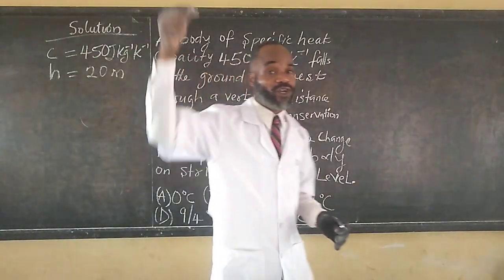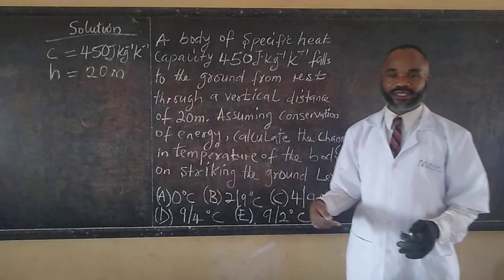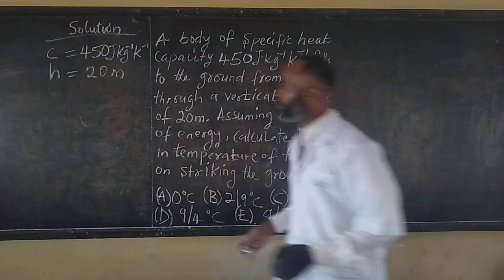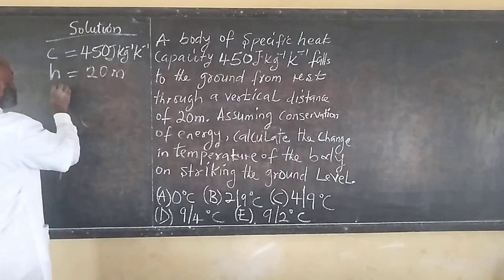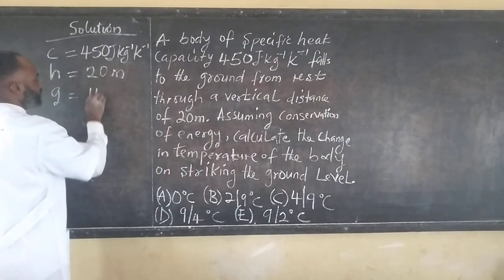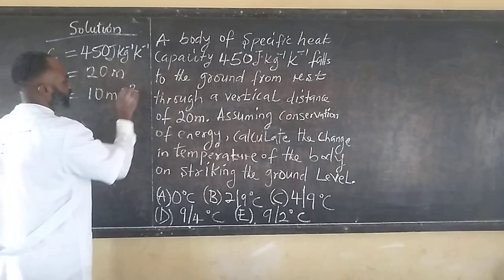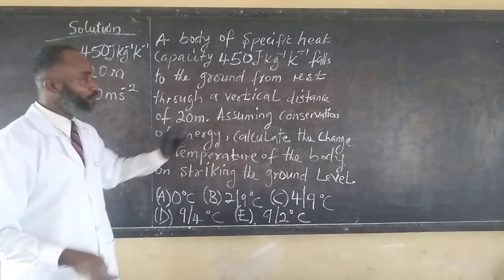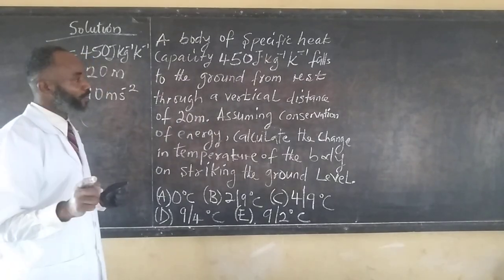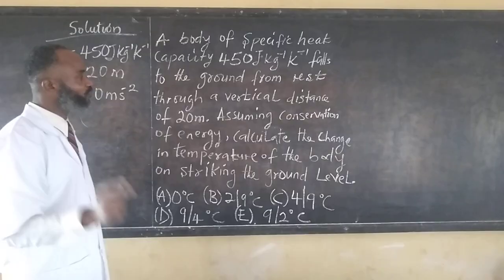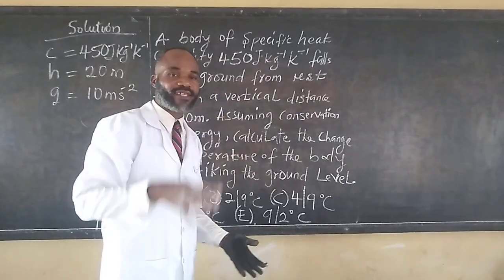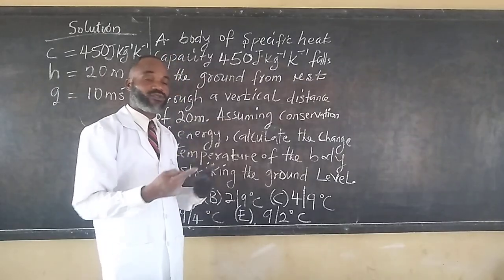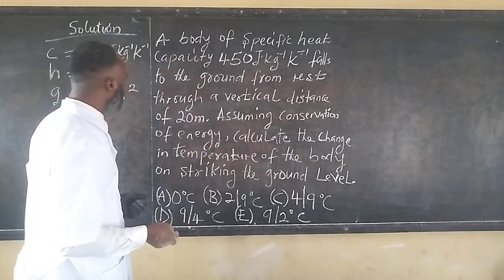For the fact that it's falling from a height, that means we must have something to do with acceleration due to gravity, which is g. g is given as 10 meters per second squared. But it's not given in the question. If you are smart, you should know that any object falling from a height, no matter how small the height, is falling under the influence of acceleration due to gravity.